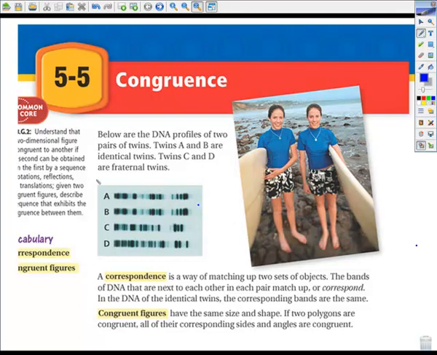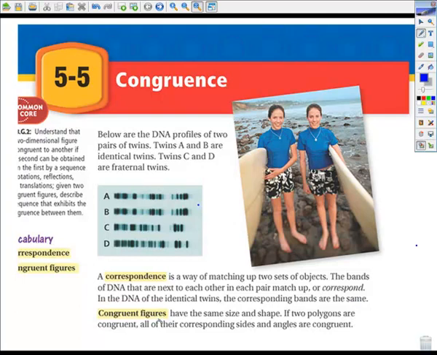If you look at twin A and B right here, you can see that all of these little lines correspond to each other. They line up. But C and D, they have some, but not all of them. So correspondence is a way of matching up two sets of objects. And again, the bands in the DNA that are next to each other in each pair match up or correspond. We have the DNA of the identical twins, the corresponding bands are the same.